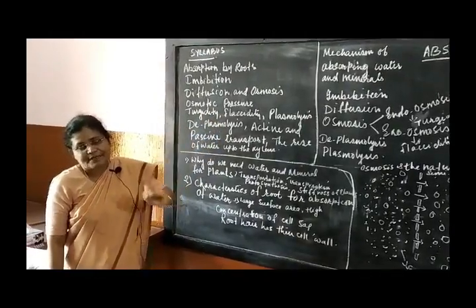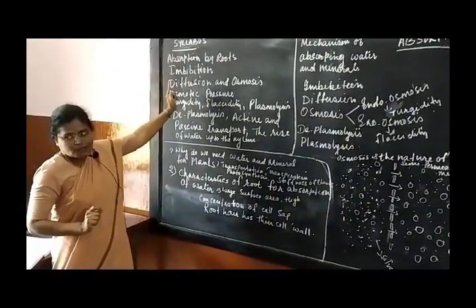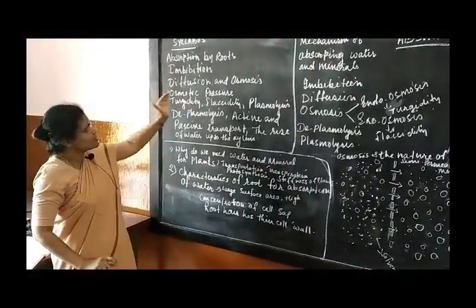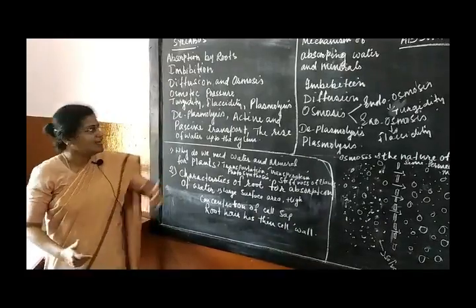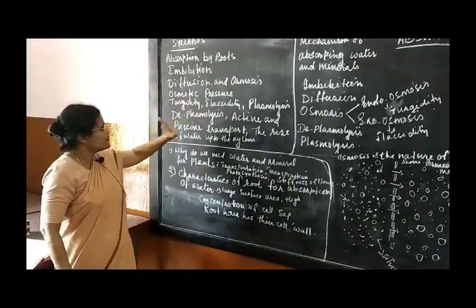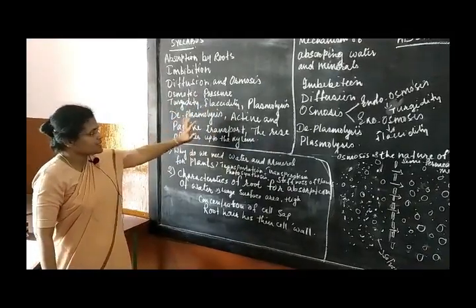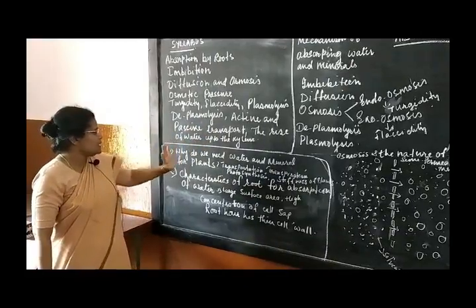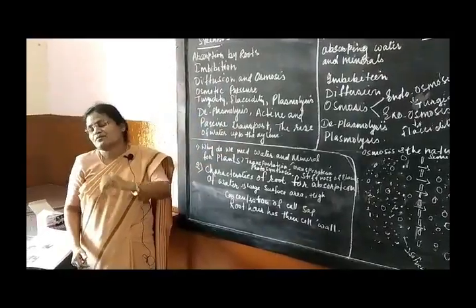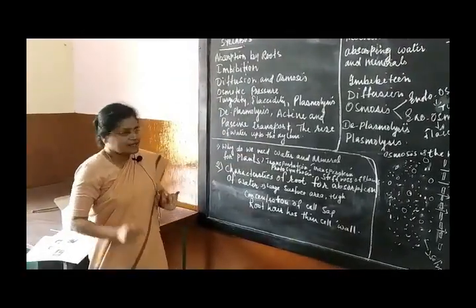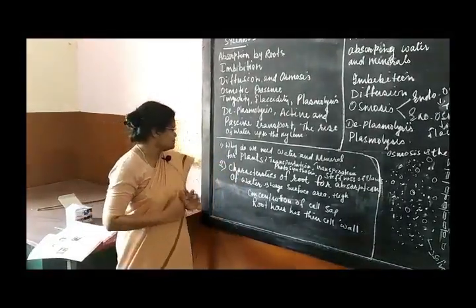I repeat, in the syllabus, in the chapter absorption by roots, you have absorption in general. We will learn in general about the absorption of water by roots, then the various mechanisms used to absorb water: imbibition, diffusion, osmosis, osmotic pressure, turgidity, flaccidity, plasmolysis, deplasmolysis, active and passive transport, and the rise of water up to the xylem. The scope of the syllabus is given down below. When you listen to the chapter, please go through the scope of the syllabus too.